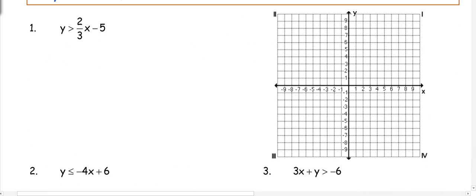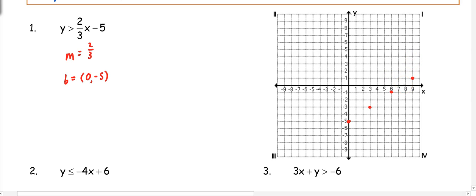So number one, we have y is greater than 2/3 x minus 5. In this case, our slope is 2/3, and our b value, the start point, is (0, -5). Remember, we always start on the y-axis. So we're going to go to (0, -5) on the y-axis. I'm going to use my slope, up 2/3, and I'm going to go all the way across my graph.